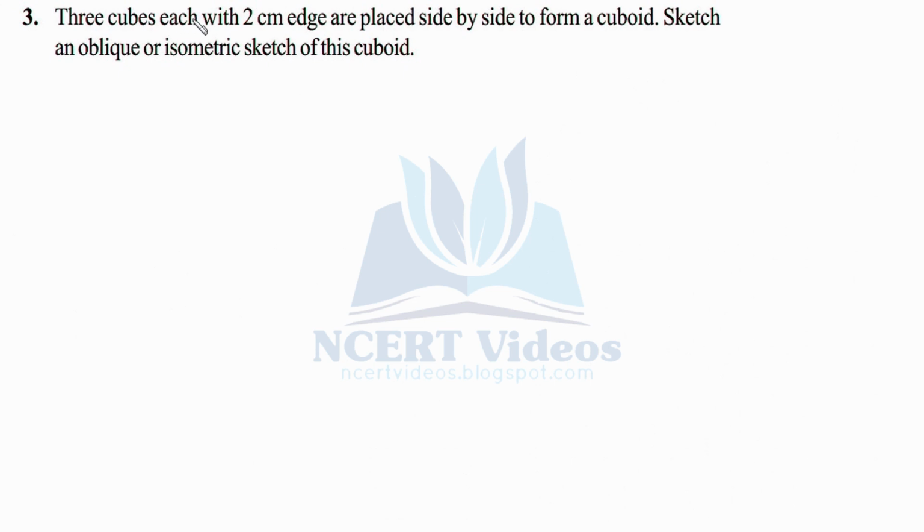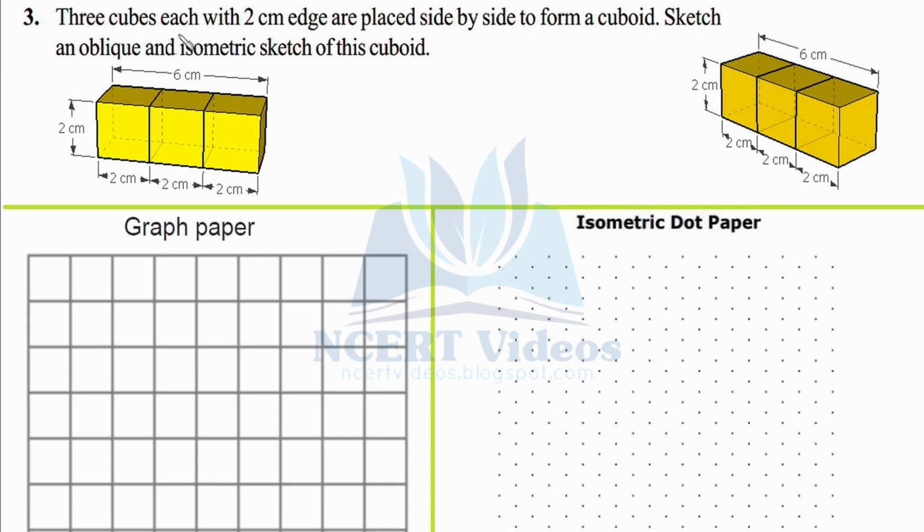Question third. 3 cubes each with 2 centimeter edge are placed side by side to form a cuboid. Sketch an oblique or isometric sketch of this cuboid. So in this question we have joined 3 similar looking cubes having 2 centimeter as their edges, and when we connect them you get a cuboid having length of 6 centimeter, whereas its breadth and height remain the same, that is 2 centimeter, and we have to sketch oblique and isometric. It was not or, the question is probably saying that we have to draw both the figures.